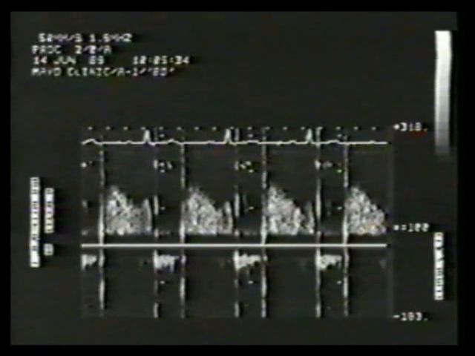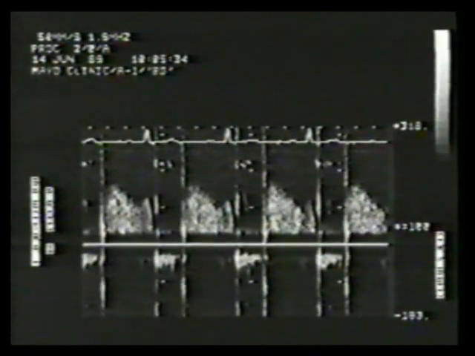This is the pulmonary regurgitation spectrum from the same patient. You will notice that the early diastolic velocity is only 1.7 meters per second, and the end diastolic velocity is only 1.2 meters per second, much lower than the corresponding AR velocities.